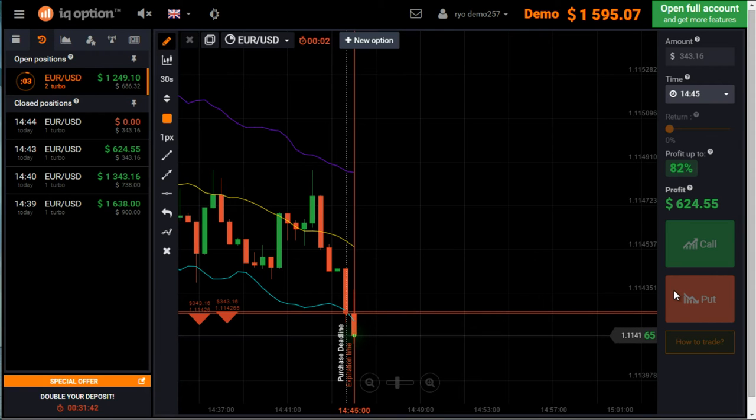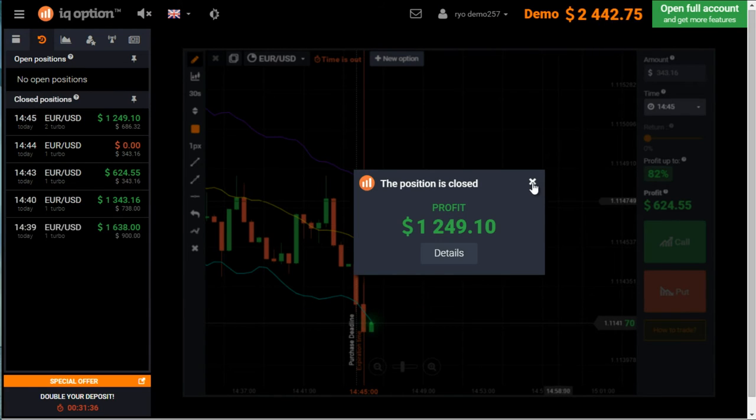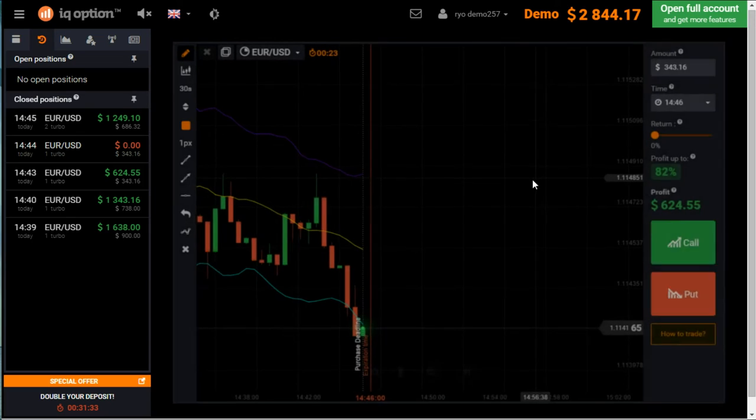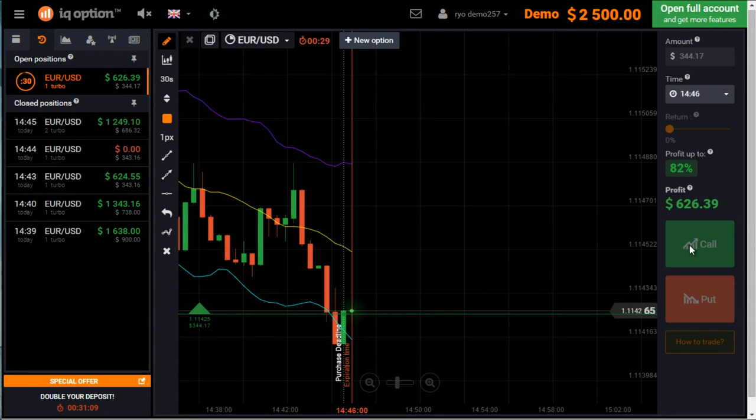This red candle, I hope it settles here. Okay, very good. So the next one, this is a quite obvious reversal to me. It's exceeded the bottom Bollinger Band, so I changed the trading amount to 344, that leaves 2500 as the current balance, even if I lose on this.